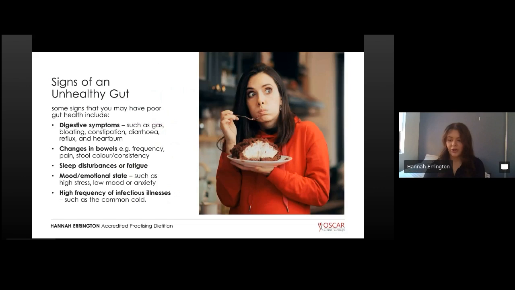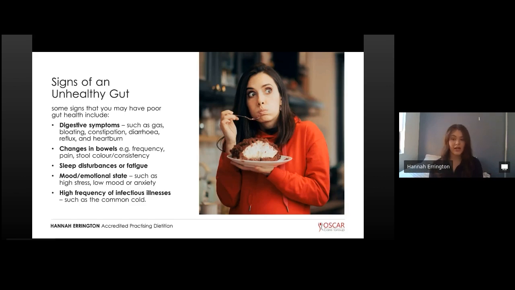While we cannot use one specific measure for our gut health, some signs that you might be having poor gut health can include digestive symptoms such as gas, bloating, constipation, diarrhea, reflux, and heartburn. Another sign is changes to your bowels, so any changes to how often you're going to the bathroom or the consistency. We looked at that on the slide before. Generally 3 times a day to 3 times a week is healthy, but if you suddenly get any dramatic changes, or you're going more than 3 times a day or less than 3 times a week, then that can be a sign that something is wrong.